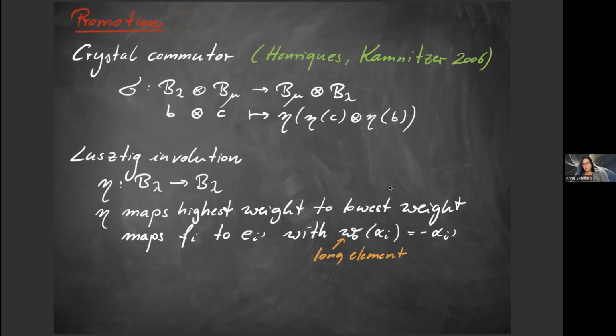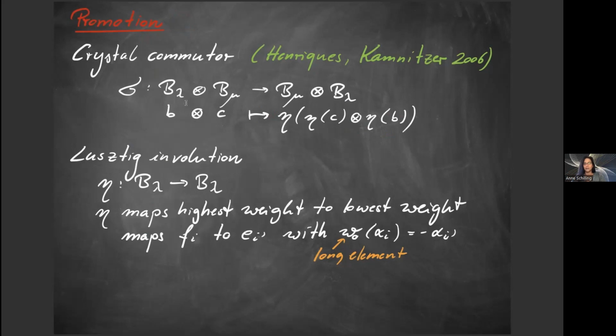Okay, so now the other object that I promised you was this promotion operator. And the promotion operator can be defined in terms of what is called the crystal commuter. This was introduced by Henriques and Kamnitzer. And what this commuter does, it takes the tensor product of two crystals and basically switches them. So B lambda, B mu, you want to map it to B mu, B lambda.